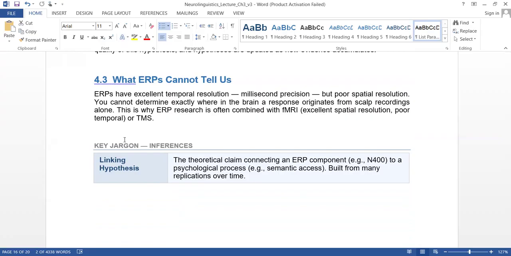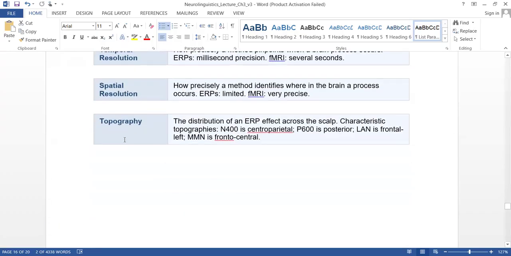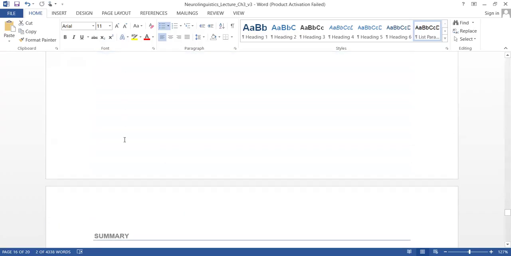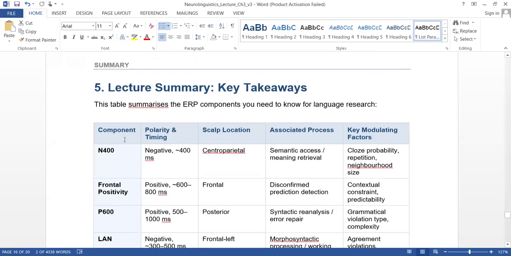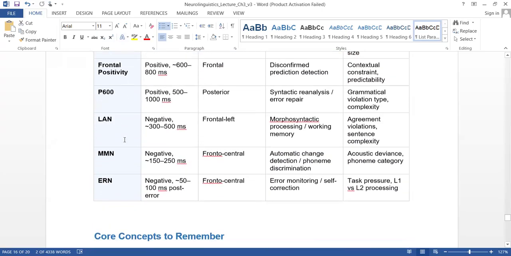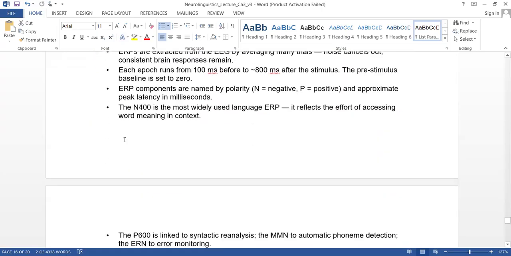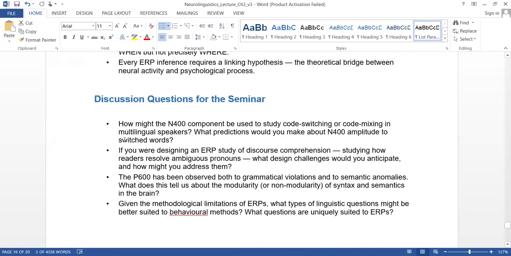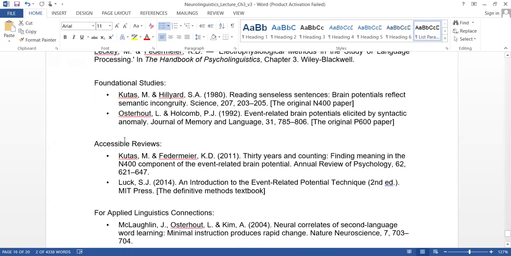So this is the limitation. It doesn't tell you exact location with precision, right? Which location, which part of the brain actually got activated and all that. All right. Now here I have given the summary of all these. Please have a look at that. And I believe that I haven't missed out anything.